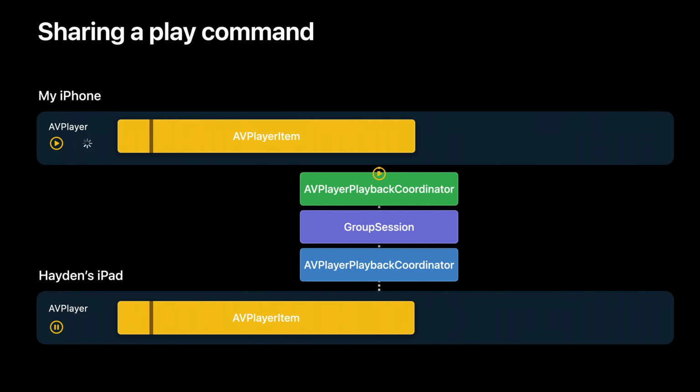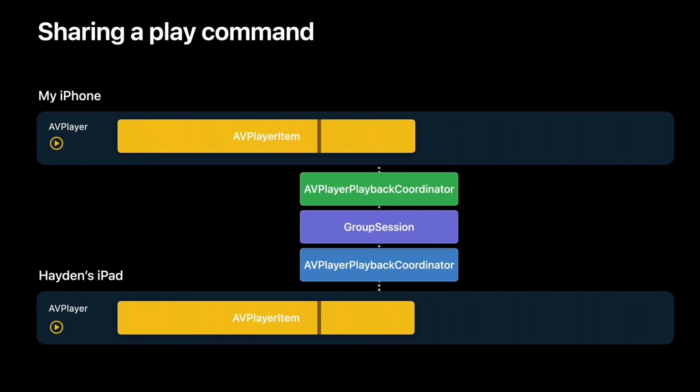The coordinator will then send the command over to Hayden's iPad. The AV Player Playback Coordinator there receives the command and similarly asks Hayden's AV Player to change rate and enter a waiting state. The coordinators give everyone some time to prepare for playback, with the goal of everyone starting playback at the same time without missing any content. When everyone is good to go, all devices begin playback together.